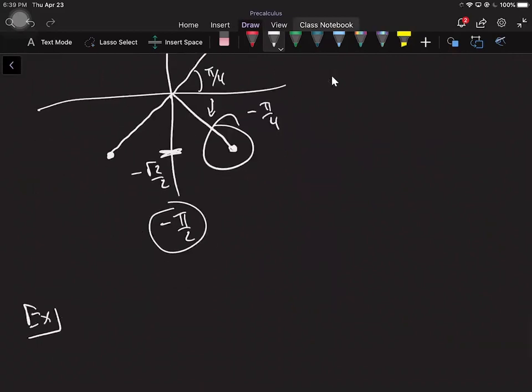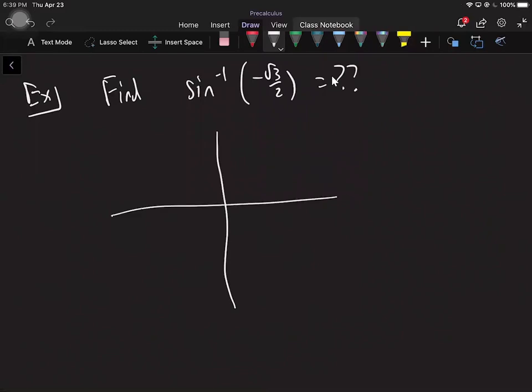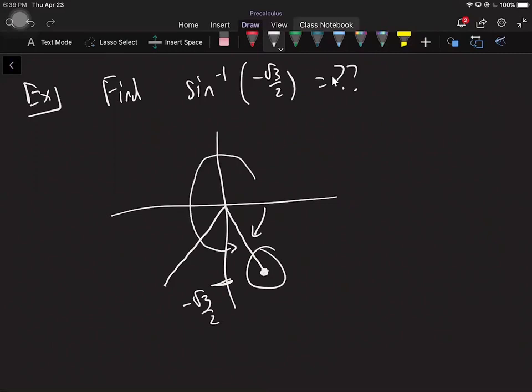Another example we could do, what about sine inverse of negative root 3 over 2? So now, same thing. I'm looking at what angle gives me the height of negative root 3 over 2, the y value. Well, it's this angle here, and also this angle, but same idea. We pick this one, and we rotate this way instead of around. So what we get is negative pi over 3 rather than 5 pi over 3 if you go around the other way. So the answer is just negative pi over 3. That's it.